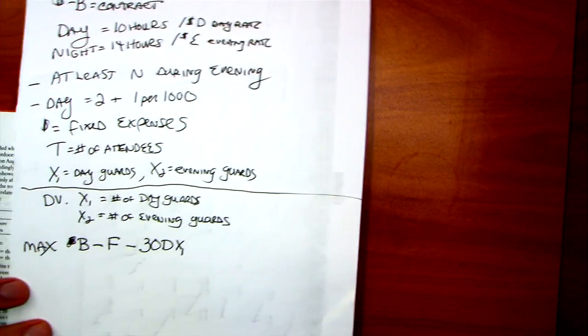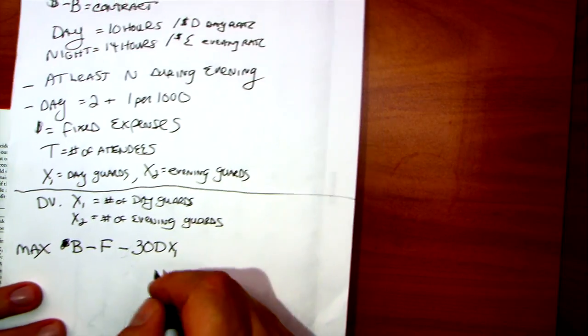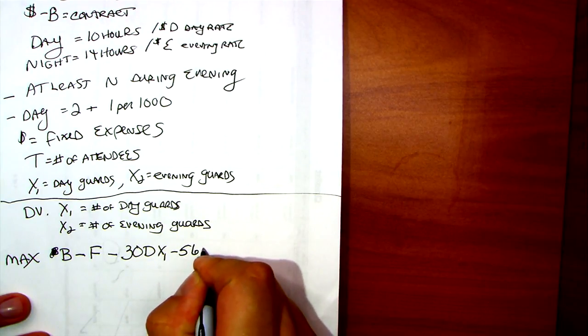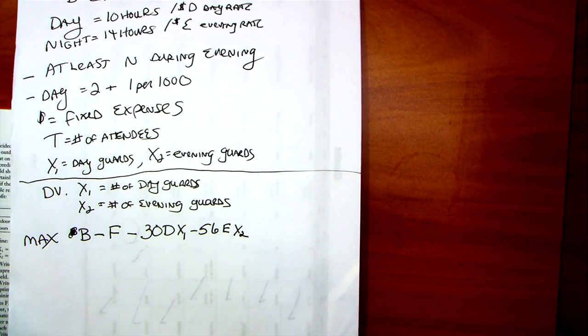So minus 30 D X1, where if D rate is $10 and we hire 10 guards, then that looks like, what is that? That's $3,000 we're going to pay. Does that make sense? So if the rate was $8 and we hire 5, $1,200, right? So we're variabilizing that. Evening guards, we have what? 4 nights, 14 hours. That's what? 56 hours. So minus 56 E X2, where E is the evening rate. Okay. So that is our objective function.